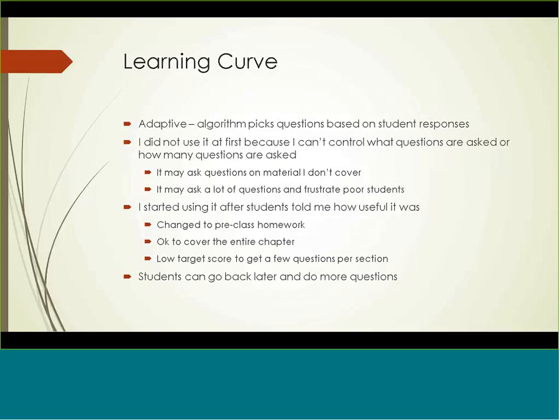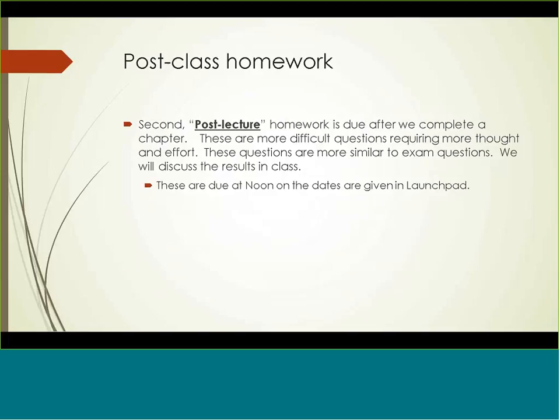So what I did was I changed it to pre-class homework, and then it's okay to cover the entire chapter because that's my assignment, to read the entire chapter. And I gave a relatively low target score to get a few questions per section so that students would cover the entire chapter but not go into great detail. Then students can go back later and do more questions at higher levels of difficulty to get ready for the exam. I do caution them that Learning Curve covers the entire chapter, while I may or may not do that in my actual lectures.